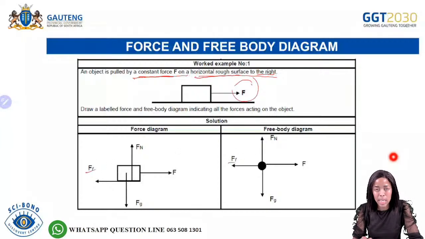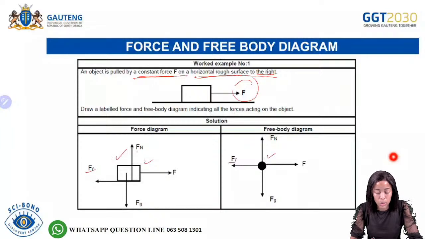It is an indication of your friction. Then it says draw a labeled force and free body diagram indicating all the forces that are going to be acting on the object. So on the left hand side we have the force diagram, and on the right hand side we have a representation of the free body diagram. Remember we said that the force diagram is represented using what? Using a box, and a free body diagram is represented using a dot.